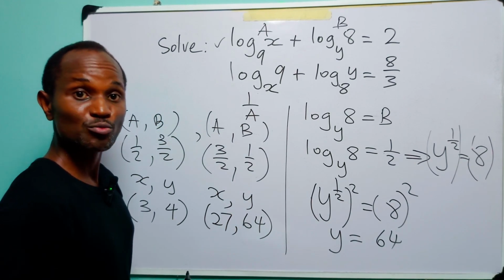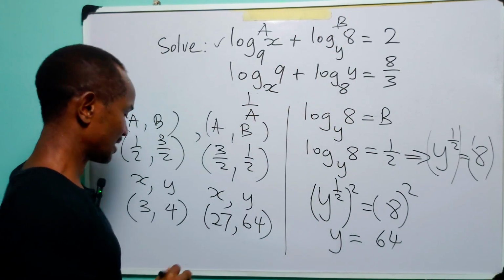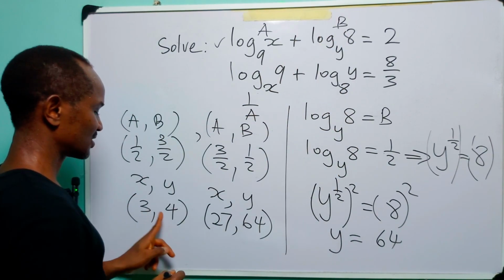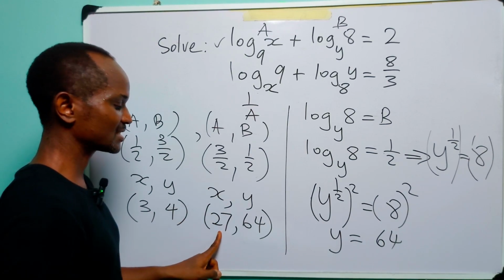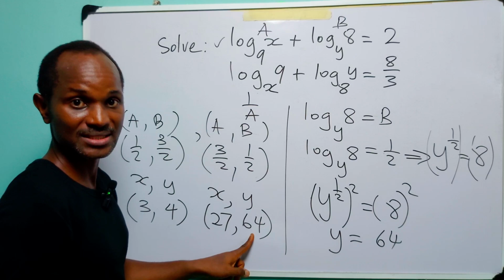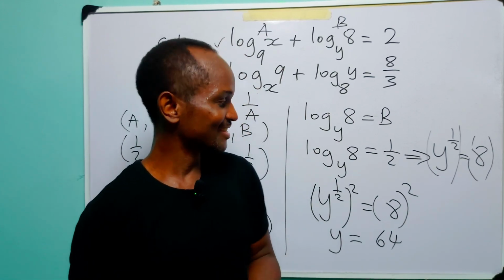So we have that the 2 points that satisfy these two equations simultaneously are x equal to 3 and y equal to 4, and x equal to 27 and y equal to 64. And with that, we come to the end of today's exercise.